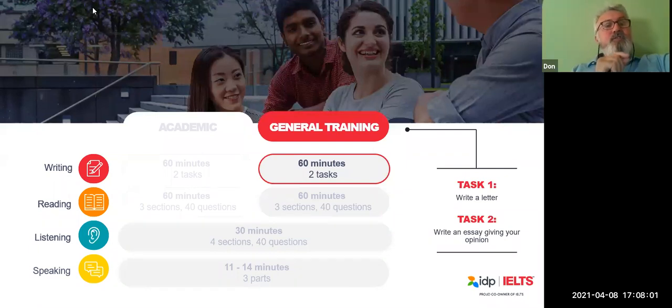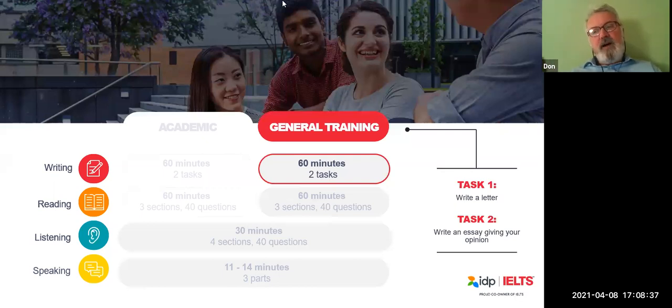Maybe you are good at describing a graph and not so good at writing a letter. So don't assume that the general training is an easier test. It's simply a different test. And the purpose of the general training is to see if you can operate in an English-speaking workplace, if you are able to use English in a social situation rather than at a university.